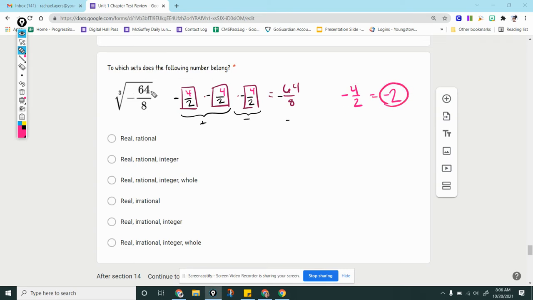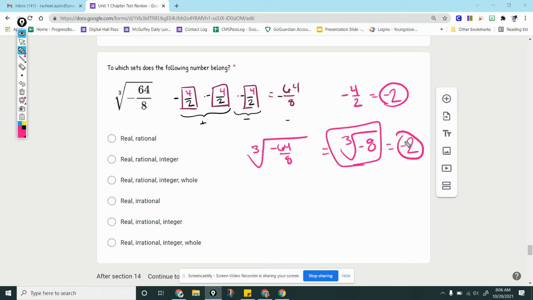Now you may have noticed inside this cube root, and actually this is probably the most efficient way, that if I look at negative 64 divided by 8, I could actually simplify it inside the radical. So 64 divided by 8 is 8. And so negative 64 divided by 8 is negative 8. And then I could have just simplified that value as negative 2. So there are other ways of simplifying the cube root of negative 64 eighths. As long as we get negative 2 at the end, we've done it correctly.